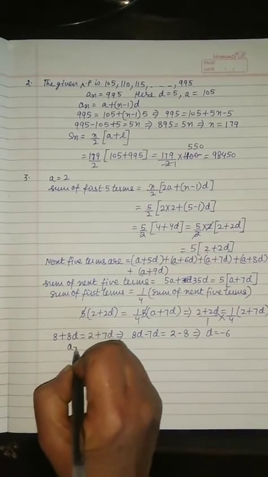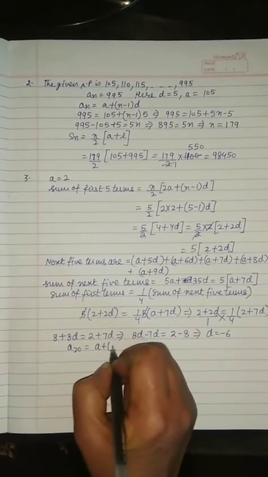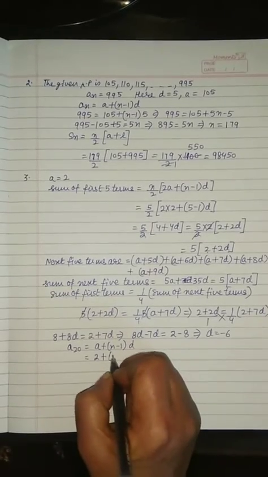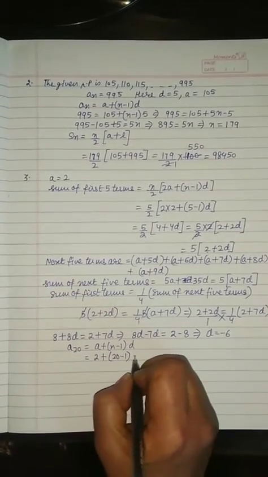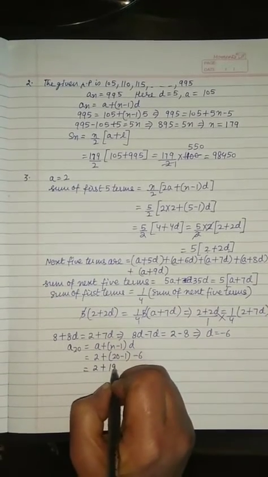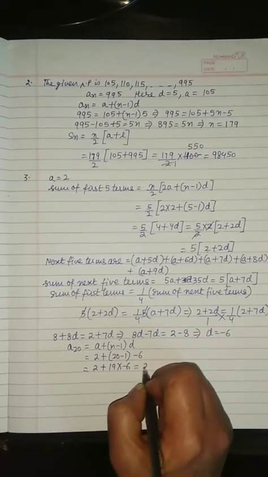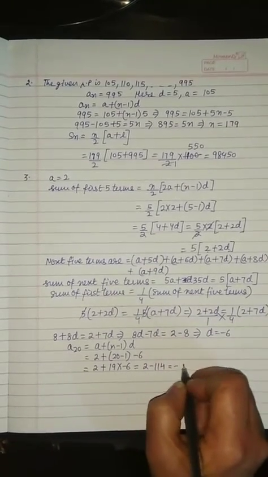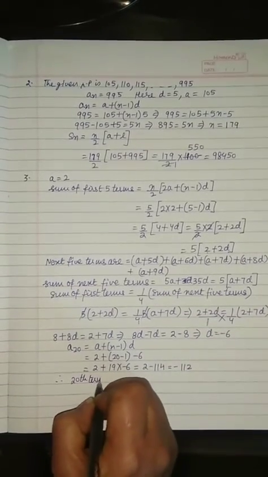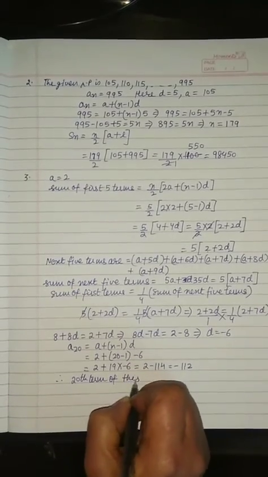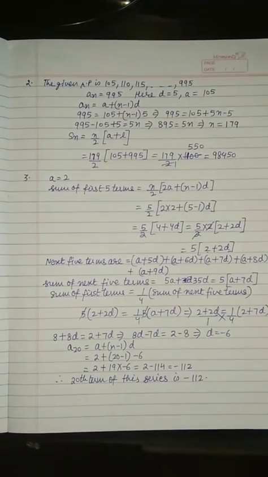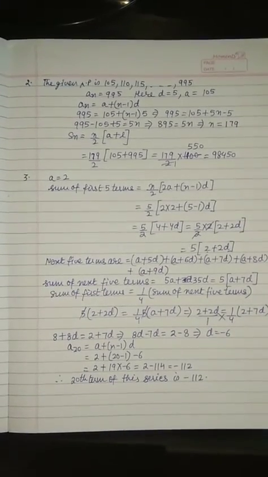So we will write a20 is equal to a plus n minus 1 d. Here a is 2, which is given in the question, n is 20 minus 1 and d is minus 6. So it will become 2 plus 19 into minus 6, which is equal to 2 minus 114, is equal to minus 112. Therefore, the 20th term of this series is minus 112. So we have proved that the 20th term of this series is minus 112.